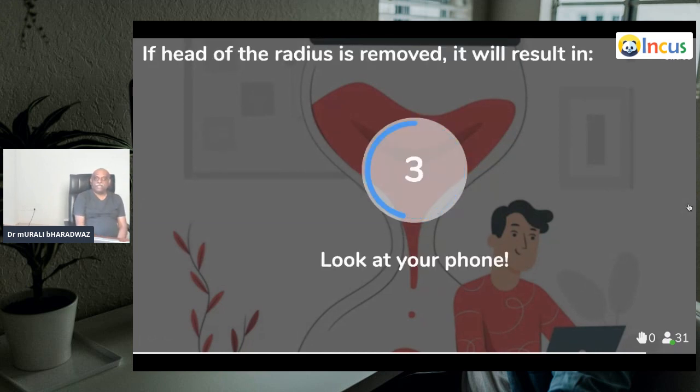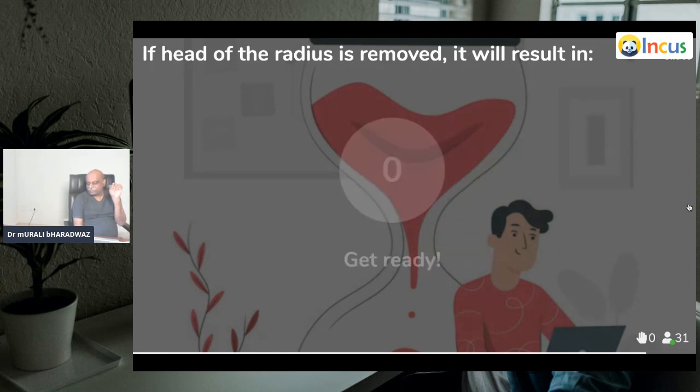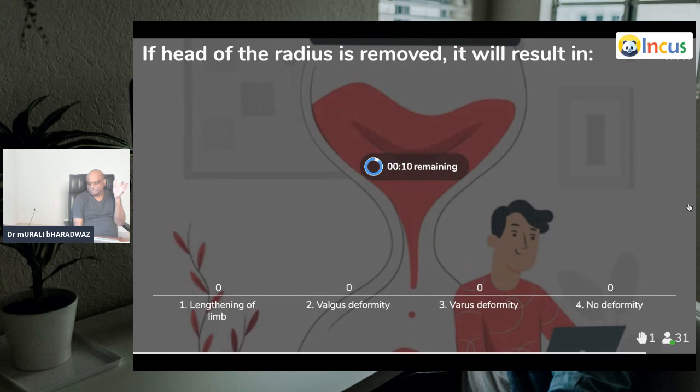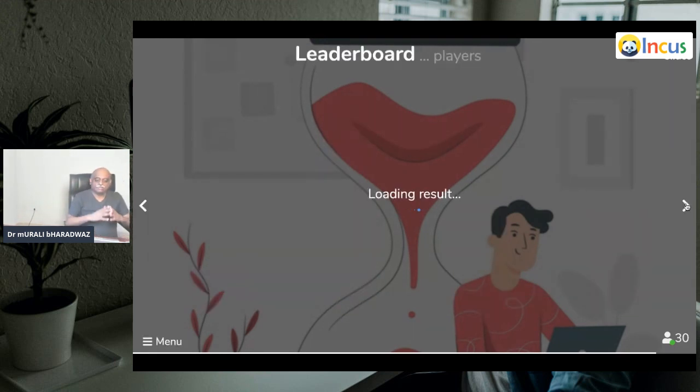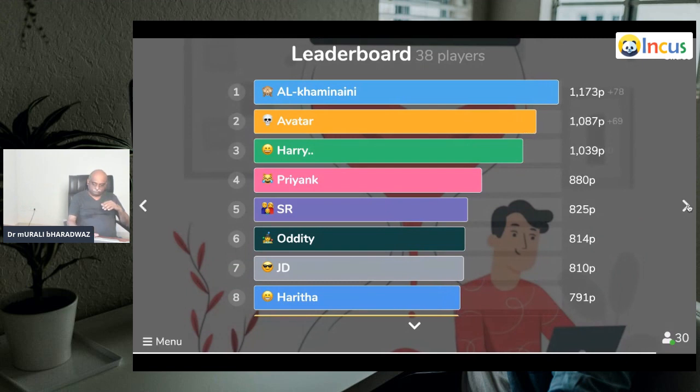Question 22. If the head of the radius is removed, what will it result in? Lengthening of the limb, valgus deformity, varus deformity, or no deformity? Come on. Super. Valgus deformity if the head of the radius is removed. That's awesome.